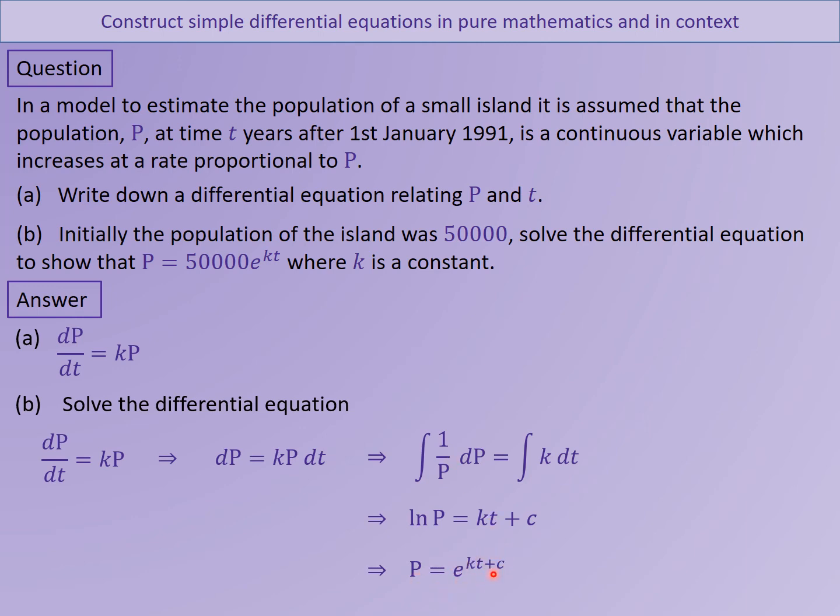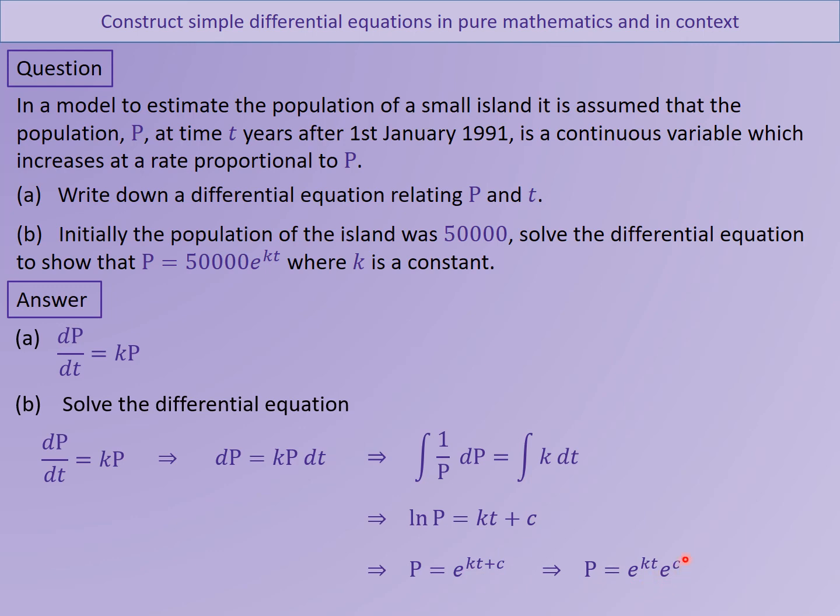We can do something with this. We've done it once already, and it's worth making sure that you know exactly how to do this part. Using my laws of indices, e to the kt plus c is exactly the same as e to the kt times by e to the c. Those two things are identical. Now, because they're identical, I can just rewrite them.